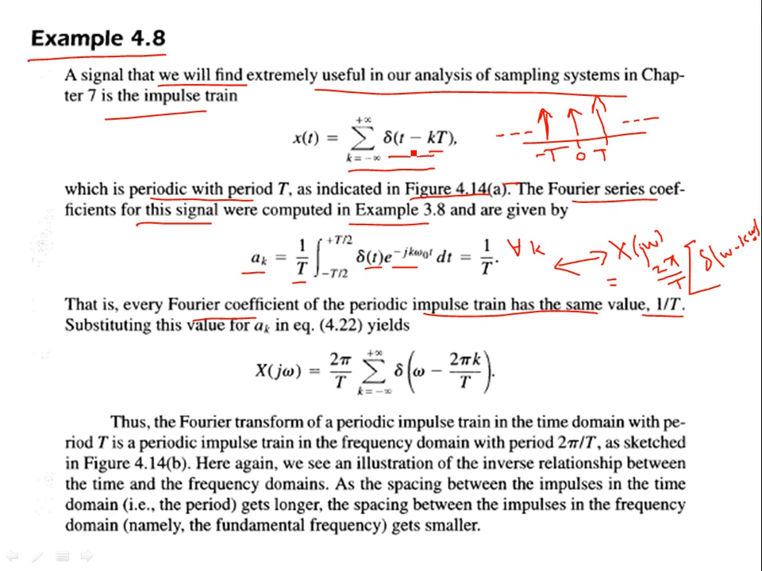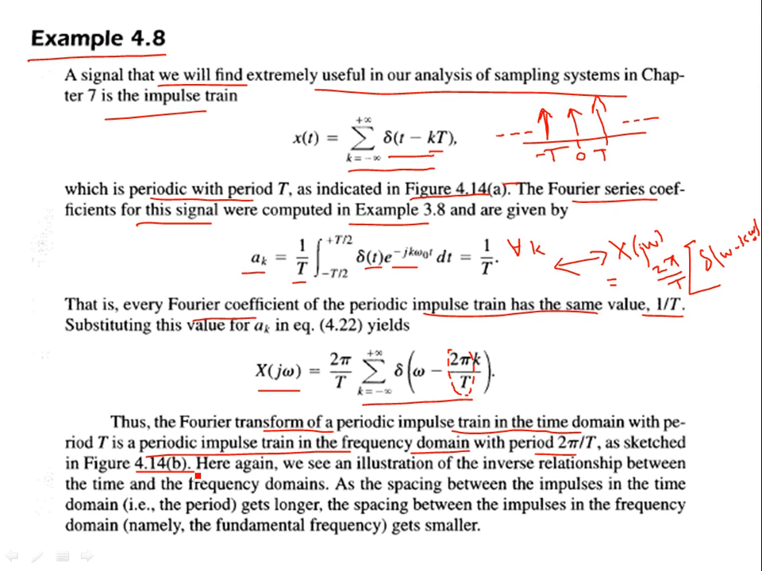You just know that it's a periodic function, and a periodic function can be expressed in terms of a Fourier series. If the Fourier series exists, then it has Fourier coefficients. Just multiply those Fourier coefficients with 2 pi, and you are done. So X(j omega) is this expression. Note that 2 pi by T is your omega naught, so it's k omega naught. That's the Fourier transform of a periodic impulse train. The Fourier transform of a periodic impulse train in the time domain with period T is again a periodic impulse train in the frequency domain, with period 2 pi by T.